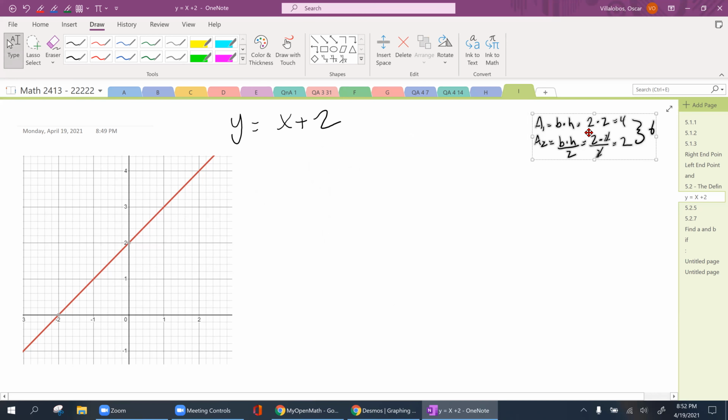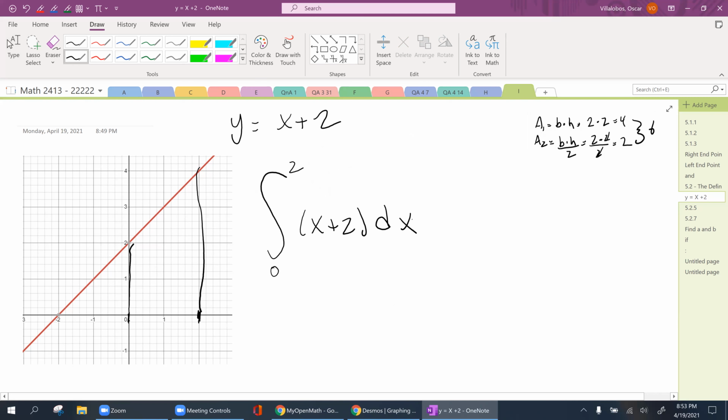To find the area under the curve, you take the integral between the two bounds that you're looking for, between 0 and 2. So these are going to be your x values. I'm cutting it off from here and here, of a function. Well, my function is x plus 2, and that is what you need to integrate. Let's go ahead and integrate first. Let's see what that gives us.